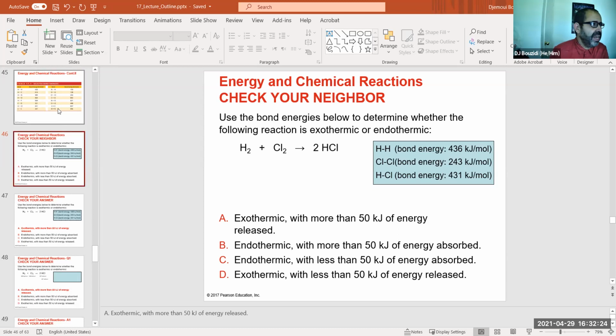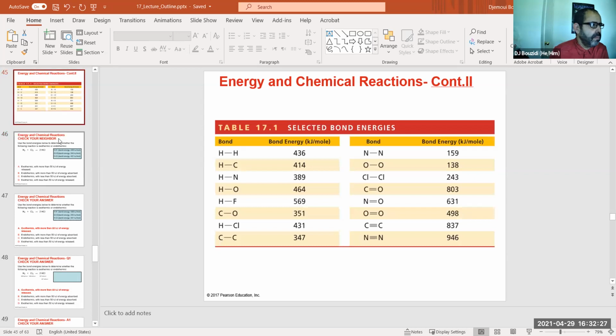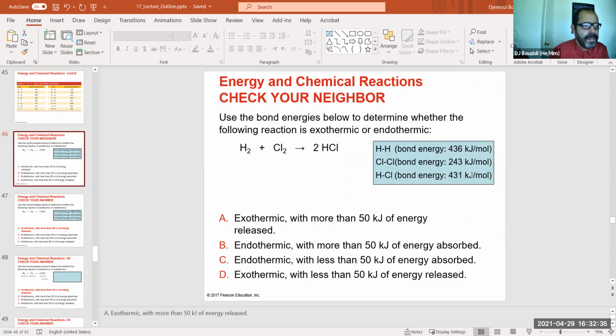At the end of the day, I have HCl, but two of them. Two HCls, 431 and 431. So that is actually 800... So let me do the math in here. Yeah, it's 862 kilojoules. The difference between them is the energy that is going to be released for this chemical reaction in here.